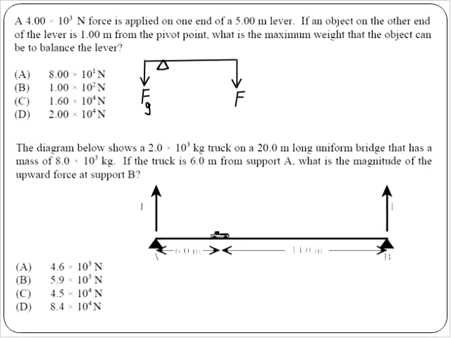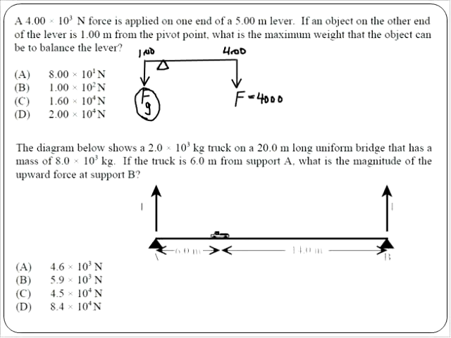So what we have to do next is figure out what the distances are. It tells us that the object at the end is 1 meter from the pivot point, so this force here is 1 meter. Because the lever is 5 meters long, we know the other force has to be 4 meters away, 4.00. So we know our two distances. We know our force over here is actually 4,000, because it's 4.00 times 10 to the power of 3. So all I've got to do now is figure out the maximum weight that would balance. In other words, what would Fg be on the other end there?